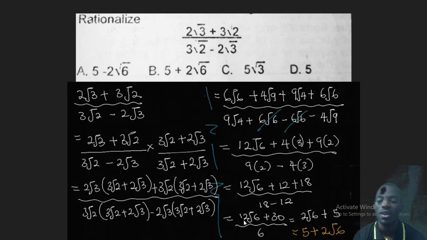Now 6 can divide both. 6 into 12 will become 2√6, plus 30 divided by 6 is 5. And that's the answer: 5 plus 2√6 is my answer. And that brings us to the end of this section.